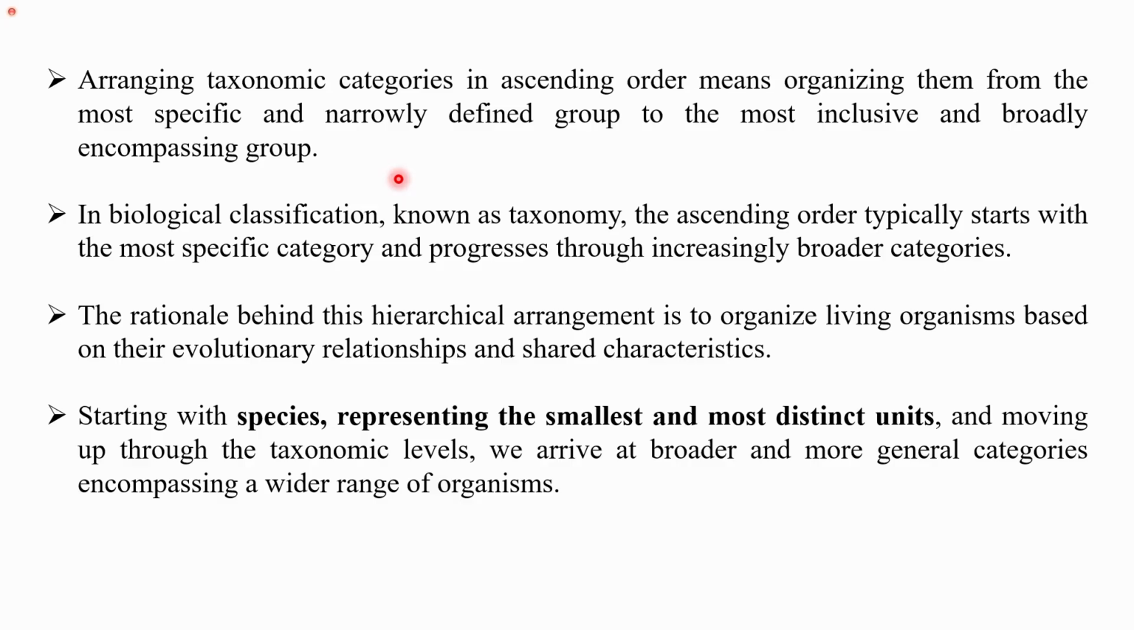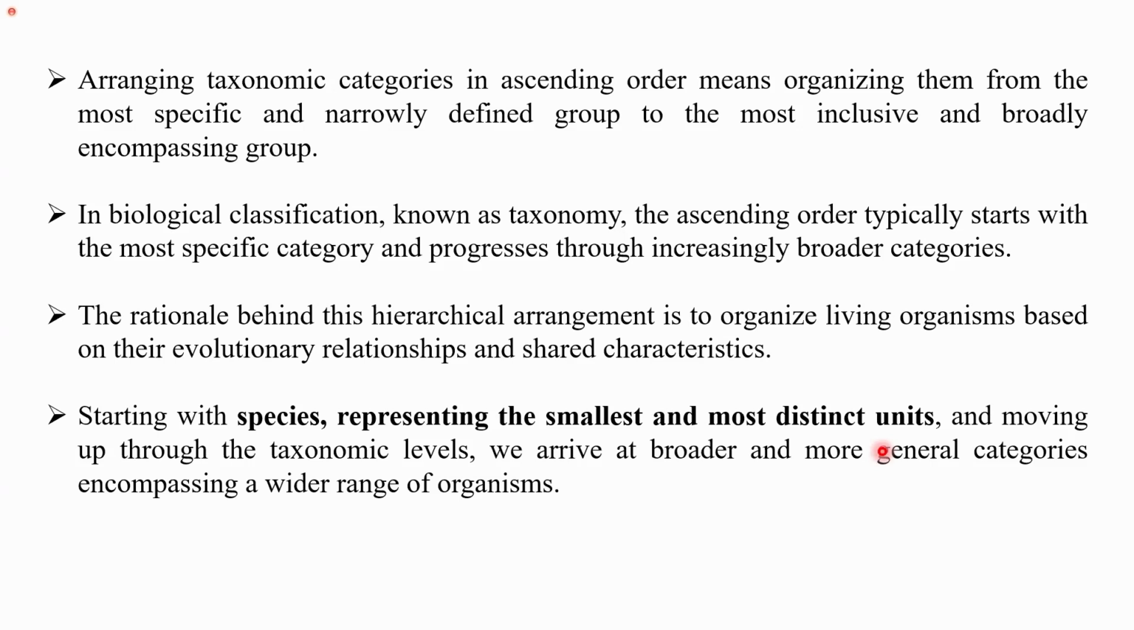So in biological classification, which is known as taxonomy, the ascending order typically starts with the most specific category, that is species, and progresses through increasingly broader categories up to the kingdom. The rationale behind this hierarchical arrangement is to organize living organisms based on their evolutionary relationships and shared characteristics. Species represents the smallest and most distinct unit. Why is it the smallest? Obviously, the number of organisms will be lower compared to the others. It is the smallest but the most distinct, as I tried to make you understand with the example of the color of the balls.